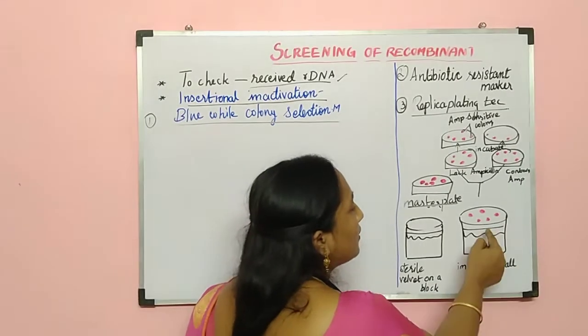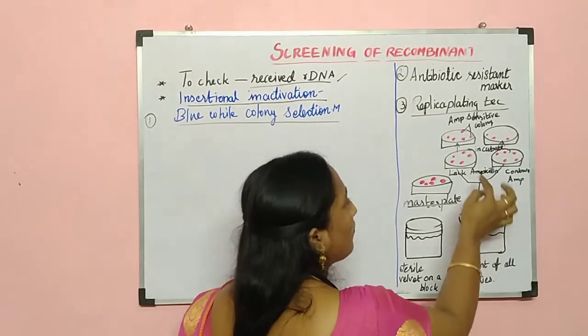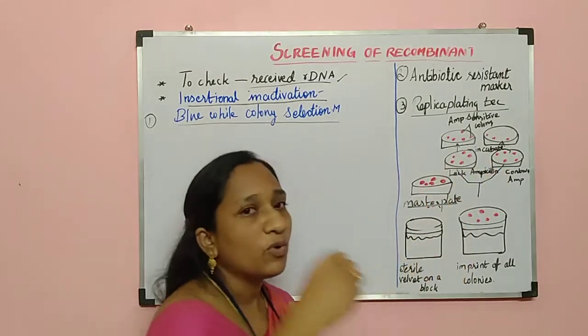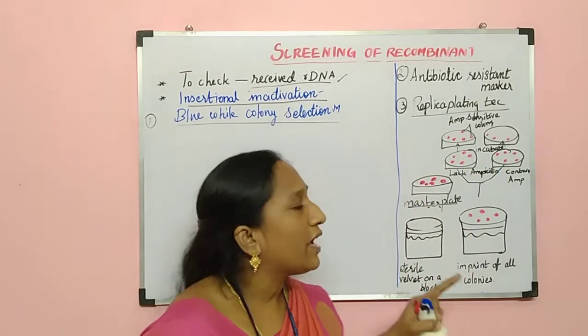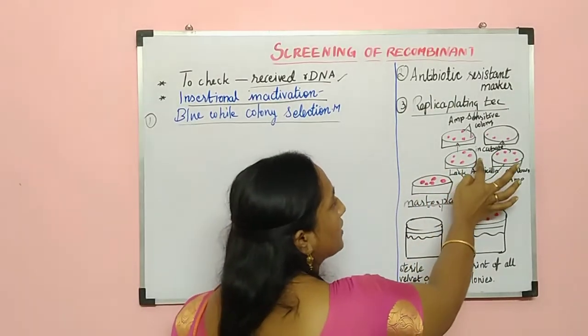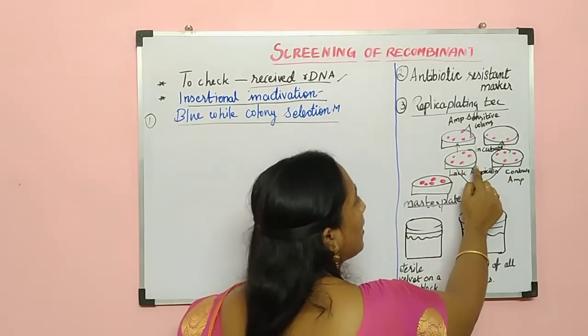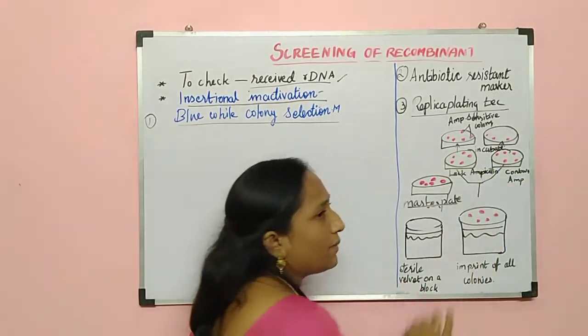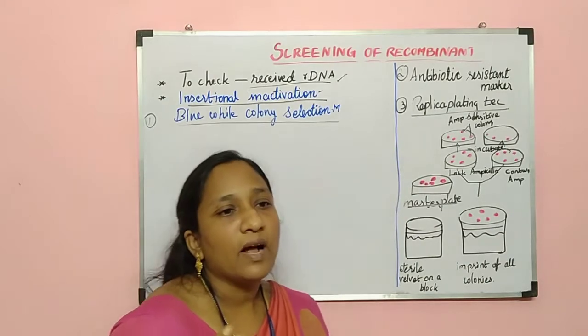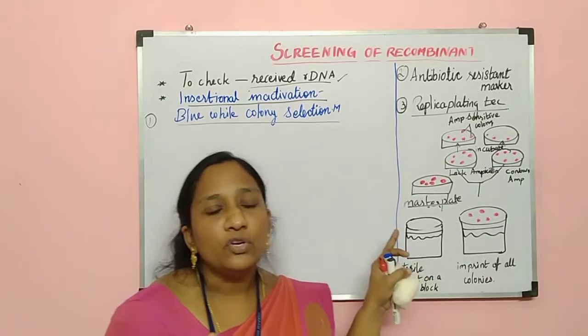After that, this imprint we have to again mark on the ampicillin culture medium. So here we have to take a new culture medium, a new agar medium. We have to take a new agar medium.